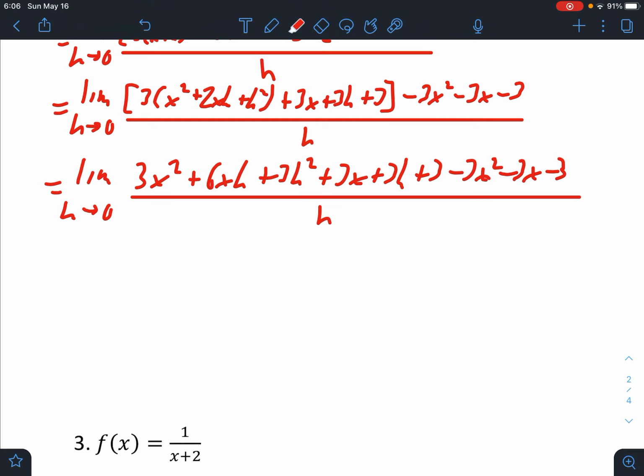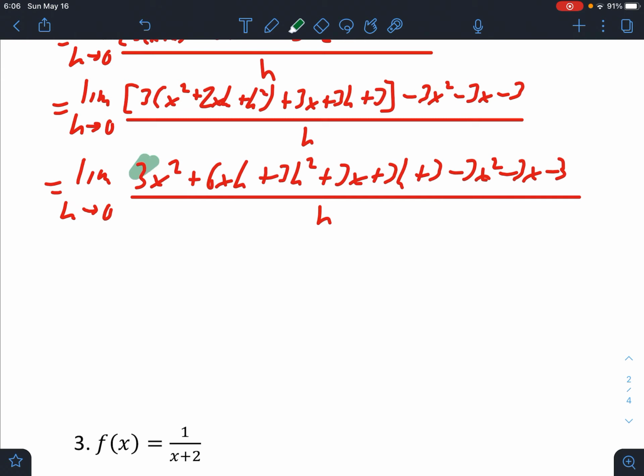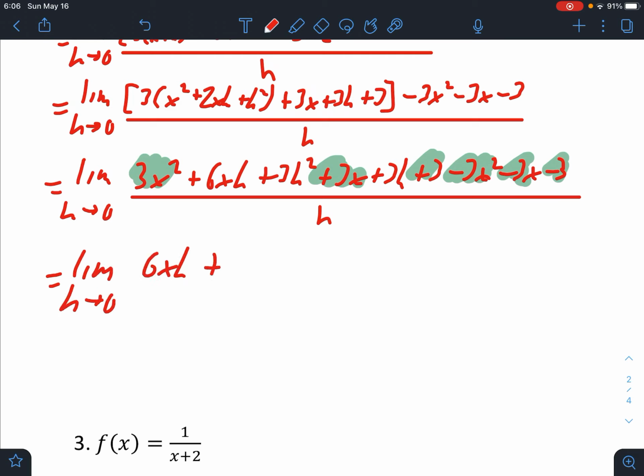But now, use a different color here. 3x squared minus 3x squared cancels. 3x minus 3x cancels. 3 minus 3 cancels. We're left with 6xh plus 3h squared plus 3h over h.